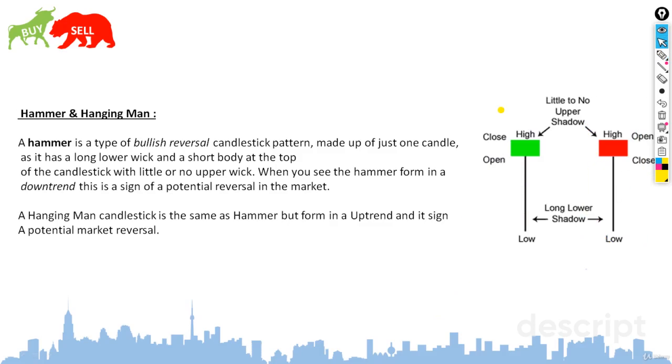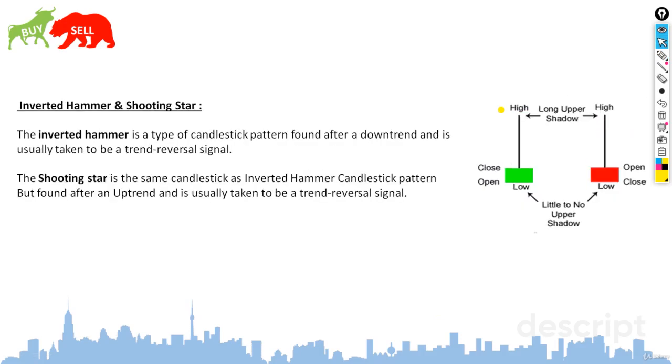Okay. In the third point, we are going to see the inverted hammer and shooting star. The inverted hammer is a type of candlestick pattern found after a downtrend, and it is usually taken to be a trend reversal signal. The shooting star is the same candlestick as the inverted hammer, but found after an uptrend, and is usually taken to be a trend reversal.